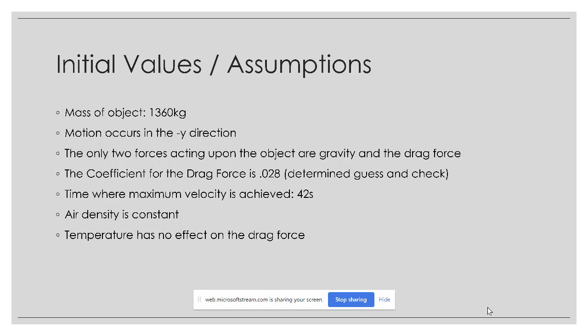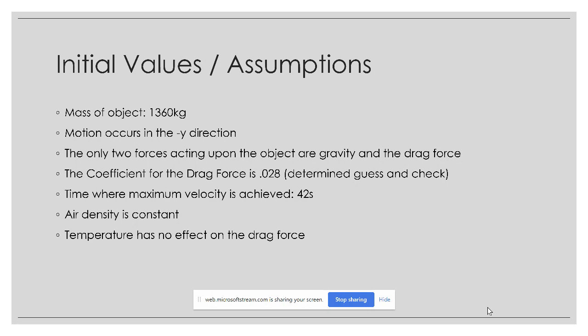So we have some initial values and assumptions to make this GlowScript code possible. One is that the mass of the object is equal to 1,360 kilograms, and that motion occurs in the negative y direction solely. So we have no rotational motion, we have no motion in the x direction. And we also have two forces acting upon the object, gravity and the drag force, as mentioned previously. And also that the coefficient for the drag force is 0.028, and this is determined through trial and error in GlowScript. I also found the time where the maximum velocity is achieved through the experimental data, which was 42 seconds.